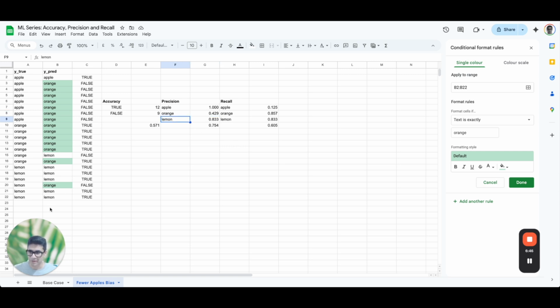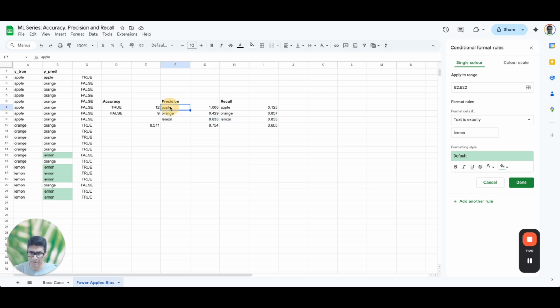Similarly, when you look at lemon, we have 1, 2, 3, 4, 5, 6. So there are 6 lemons identified, of which only 5 are really lemons. 1, 2, 3, 4, and 5. So the precision for identifying lemons is 83%, 5 by 6. But the recall is also 83%, which means this model does an amazing job at balancing precision and recall for lemon.